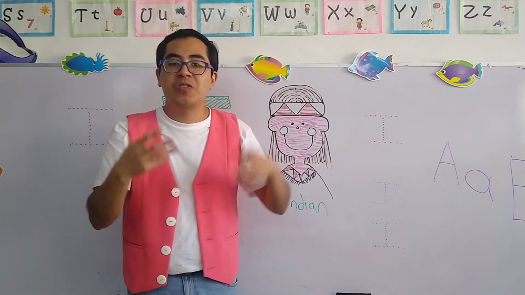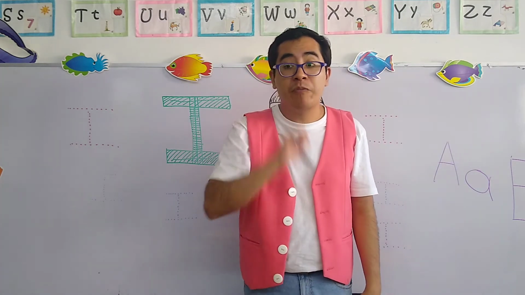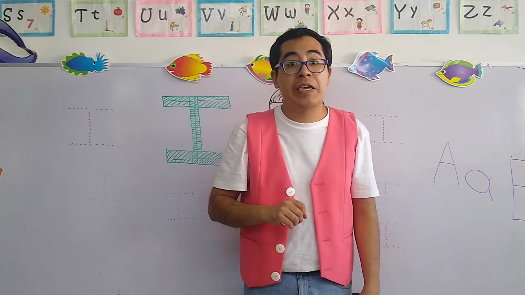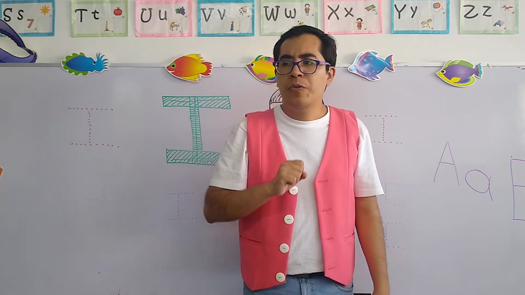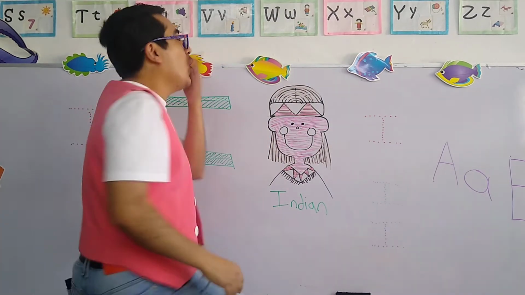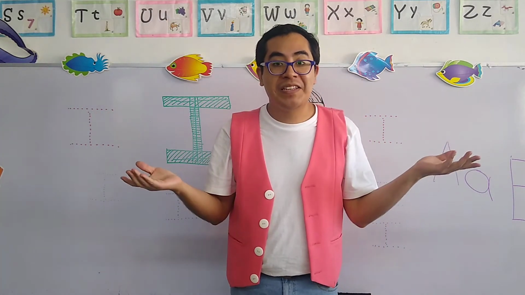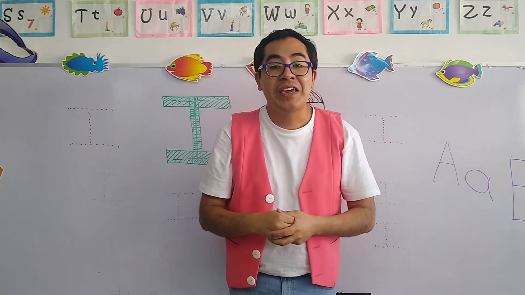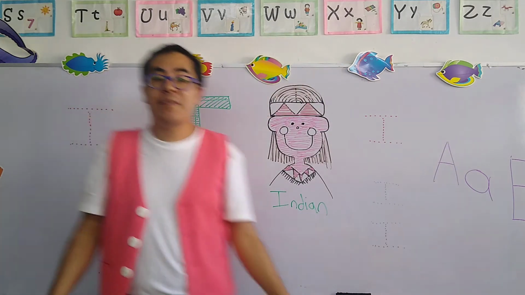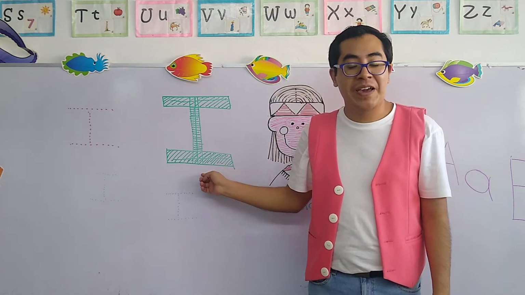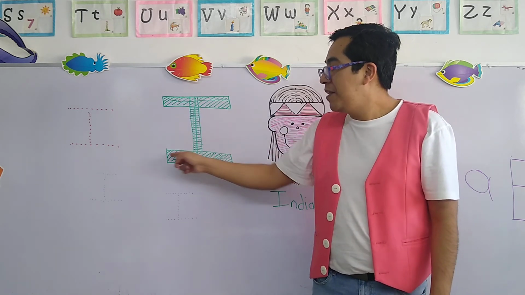Now, let's practice to become an Indian. For this, please stand up, my children. And at the count of 3, we're going to start dancing like Indians and we're going to make noises. 1, 2, 3. Okay, that's the dancing and that's the singing of the Indians. And Indian is with the capital I. Okay, now remember capital I, 3 lines, 1 up, 1 in the middle, and 1 down.